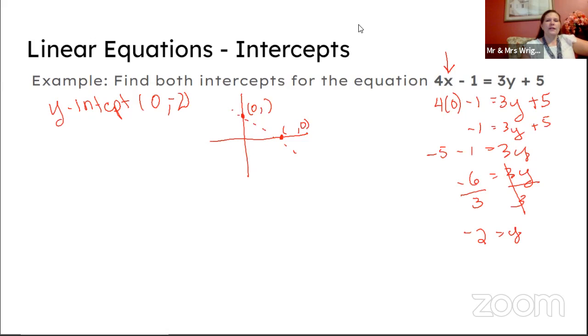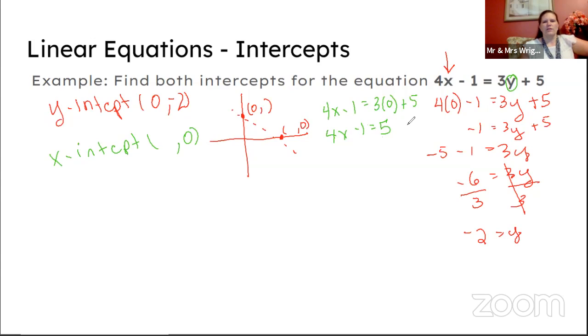So then let's look at, okay, well, what is my x-intercept? Well, remember my x-intercept, I have to have a 0 in the y spot. So how do I do that? Well, I'm going to substitute 0 right here for where the y is. So I'm going to rewrite this equation. 4x minus 1 equals 3 times 0 plus 5. Okay, 4x minus 1 equals 0. I don't need to write that 0. You know 3 times 0 is 0 plus 5, so it's just a positive 5.